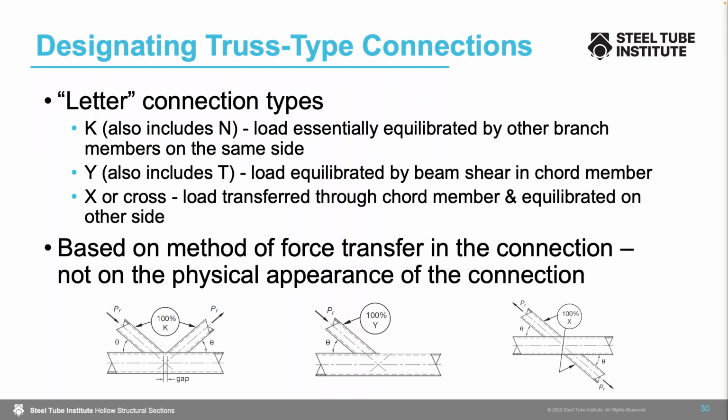And you can see a couple of the images here. A K, which would also be an N connection, has certain requirements about how much of the load is equilibrated by other branch members, or that is transferred across the chord for the Y and the T members, or the X or cross member where that load is transferred through the chord member. So you have to look at the actual forces in your chord and your branches and see how that load is being transferred before you designate your truss type connection. So it's based on the method of force transfer in the connection, not just on the physical appearance of the connection, although that often does end up being the same thing.